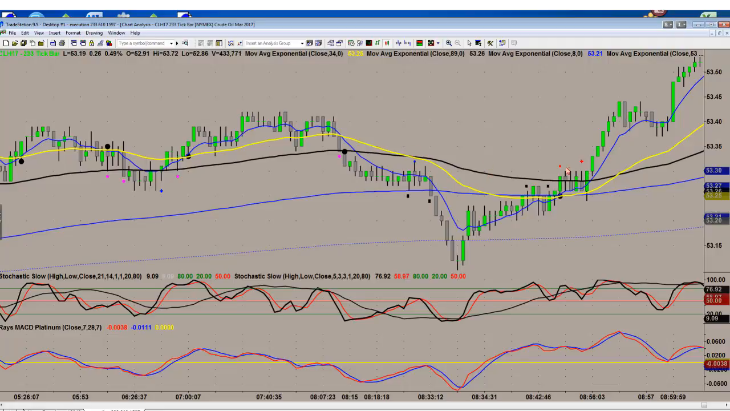But at that same time, what did we see? Well, the 34 is awfully flat. The 200 is awfully flat. And the only thing that we saw is that right in this area was within 5 cents.